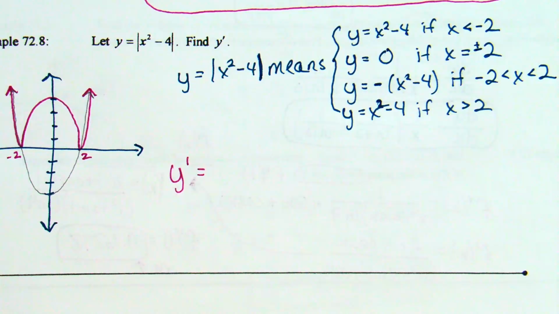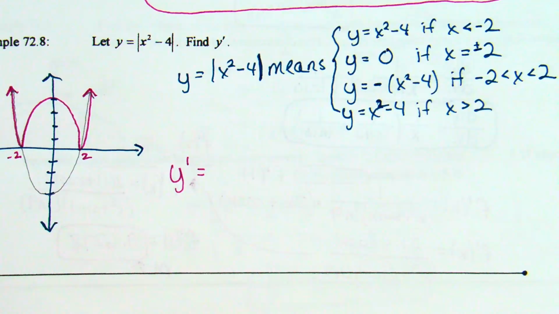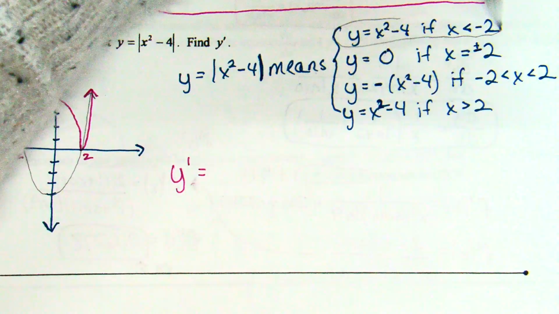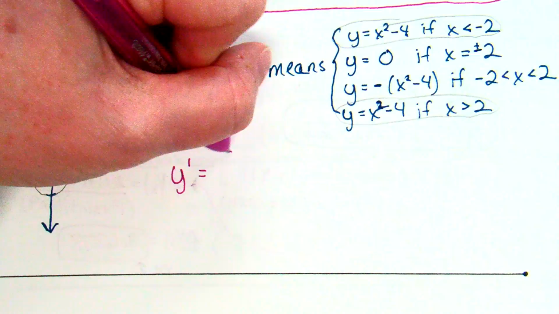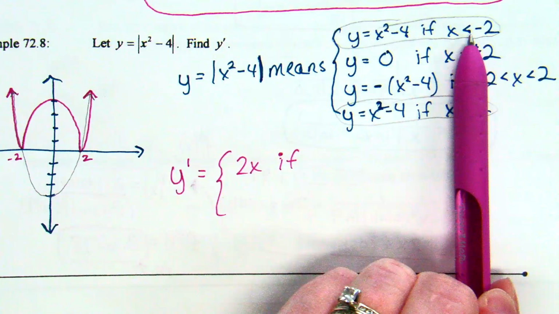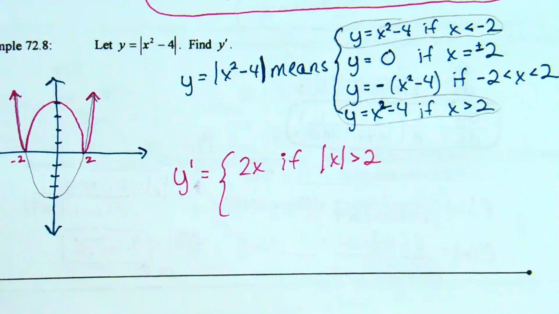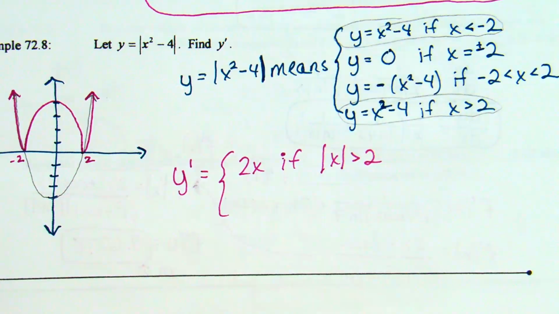So, okay, the easiest one to take care of. What's the derivative of x squared minus 4? Yeah, because these two pieces are the same, right? So that derivative is 2x, and that is 2x when x is less than negative 2 or x is greater than 2. What if I write it like this? Absolute value of x is greater than 2. This is the same as saying x less than negative 2 or x greater than 2.